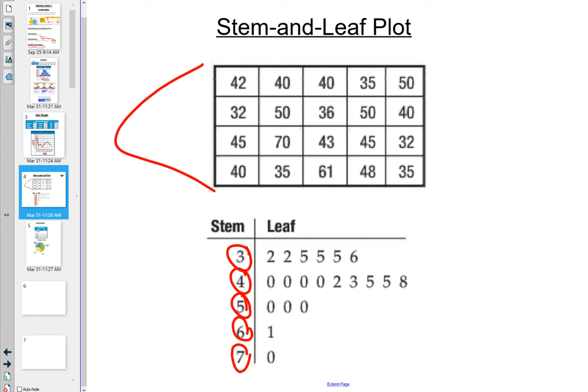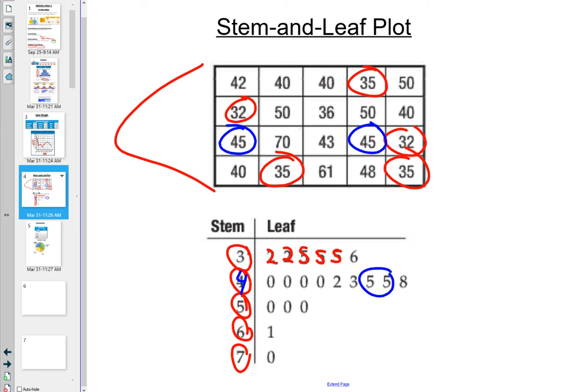How many 32s are there? 2. So if you see like 32 and 32, that's why next to the 30, there's 2 2s. How many 35s are there? 3. 35, 35, 35. That's why you see 3 5s. How many 45s are there on this graph? Yeah, or on this table. 2, yeah, there's 45, and let's see if we can find them. 45 and 45. That's called a stem and leaf plot.